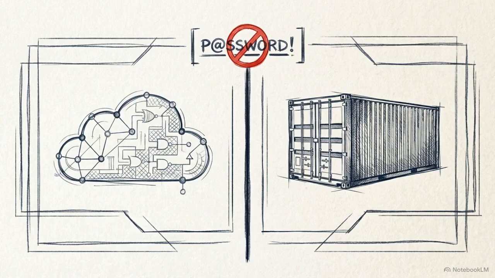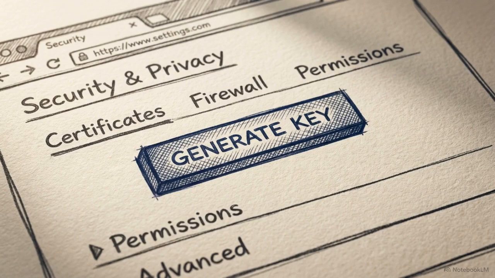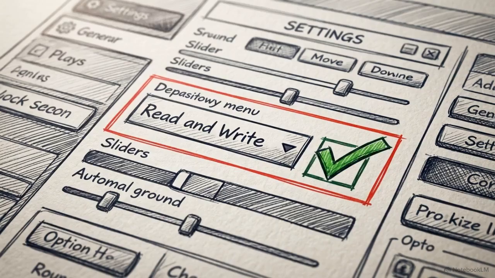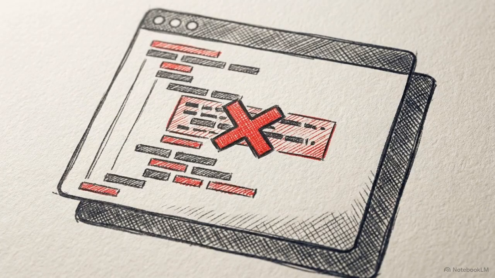We must grant GitHub access to Docker Hub without exposing your personal login credentials in the source code. Navigate to your Docker Hub account security settings and generate a brand new access token. You must set this token's permissions to read and write. A read-only token will cause the pipeline to fail when it attempts to upload the finished image.